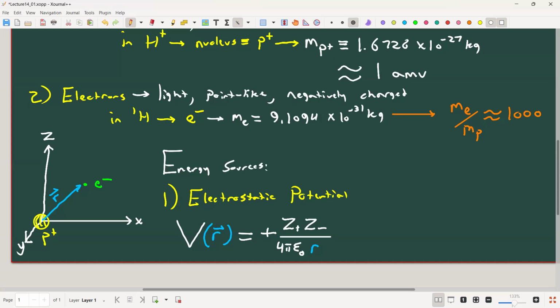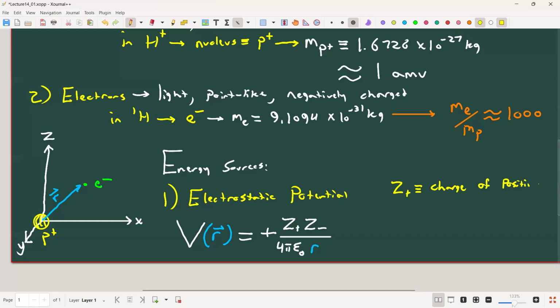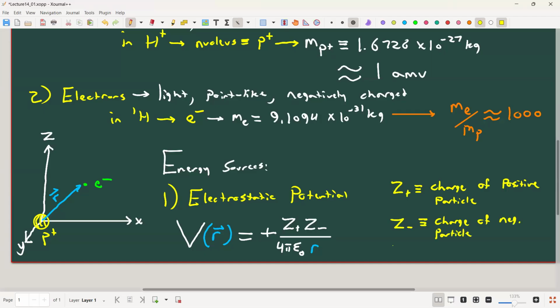And so let's define some parameters in here. These will be useful. So Z plus is the charge of the proton or of the positive particle. And Z minus is the charge of the negative particle. Okay. And epsilon naught is a new number. It's a new constant. And it's 8.854 times 10 to the minus 12.